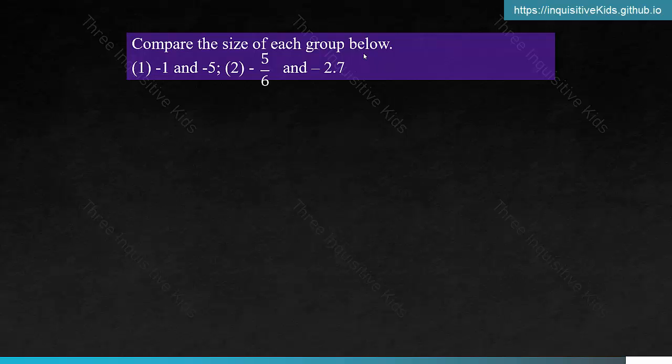Compare the sizes of each group below. Negative 1 and negative 5. So, negative 1's absolute value is 1. Negative 5's absolute value is 5, which means that negative 5 is the smaller. And negative 5 over 6 and negative 2.7. Okay? And then we can get their absolute values, which is 5 over 6 and 2.7, and we see that 2.7 is bigger than 5 over 6, which means that negative 2.7 is smaller than negative 5 over 6.